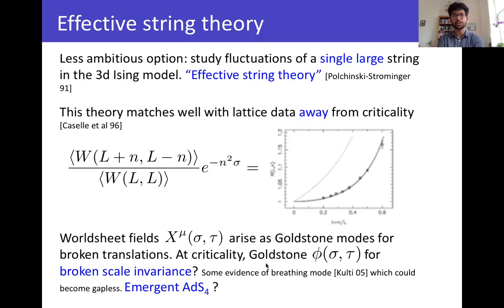And you can ask what happens as you approach the critical point. There's a curious thing here, which is that in this picture, the worldsheet fields on the string you can think of as Goldstone modes for broken translations. And at criticality, you would expect there to also be a Goldstone mode for broken scale invariance, because the string has some thickness, but all thicknesses are equivalent at criticality. In fact, there's even some evidence on the lattice for a breathing mode, which could become gapless at the critical point, and it could be this Goldstone mode. This is kind of cool, because then these two things would have to fit together to give you an emergent AdS4, which would realize the things I said on the previous slide in maybe a more tractable way.